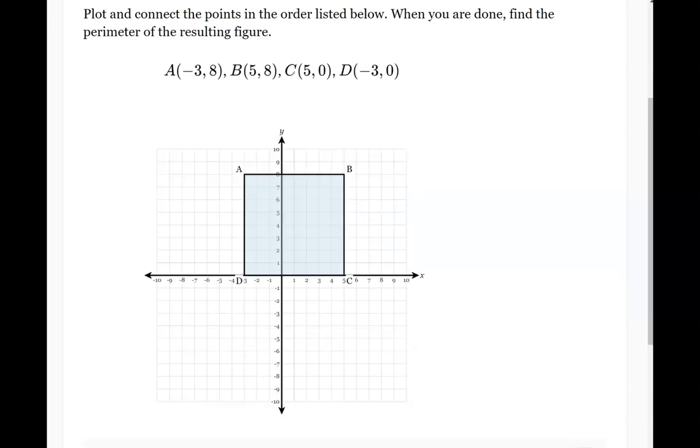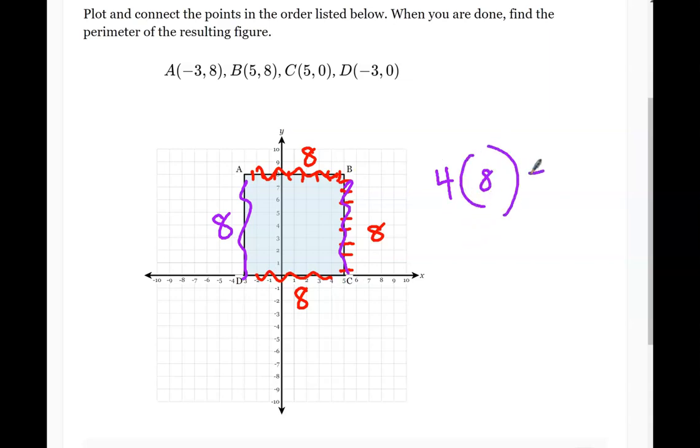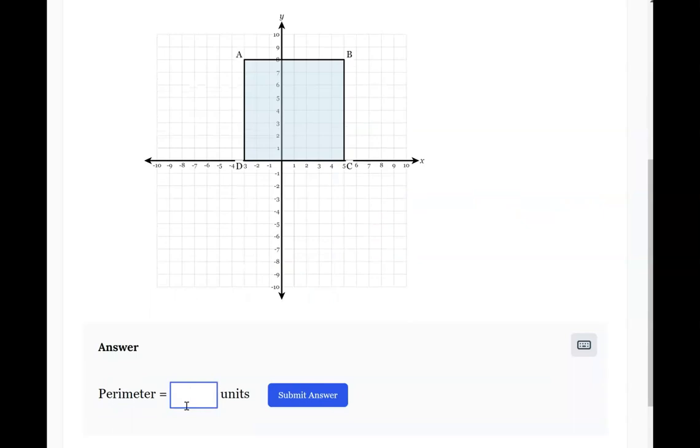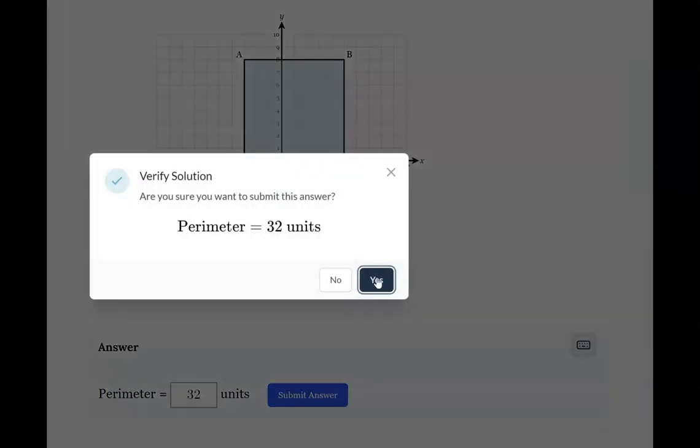Now all I need to do is calculate the perimeter. 1, 2, 3, 4, 5, 6, 7, 8. 1, 2, 3, 4, 5, 6, 7, 8. I know that this and this are the same size, and I know that this and this are the same size, so I have a square, or I have 4 side lengths of 8, which is 32 units. So I'm going to type that down here in my answer, 32 units, and click Submit.